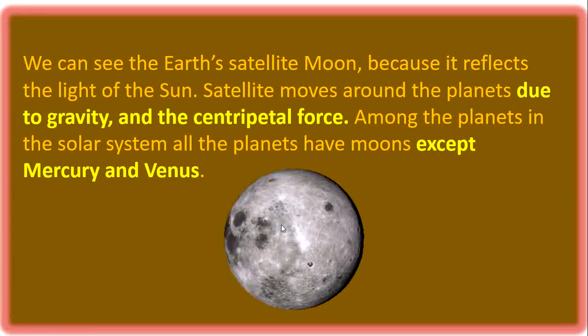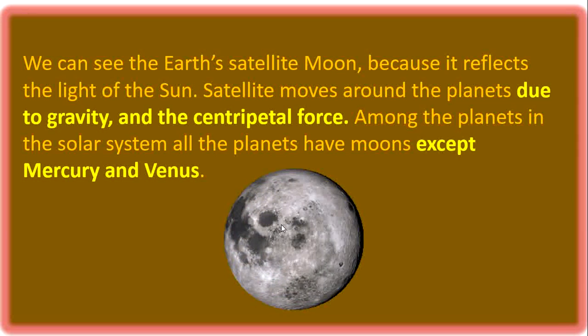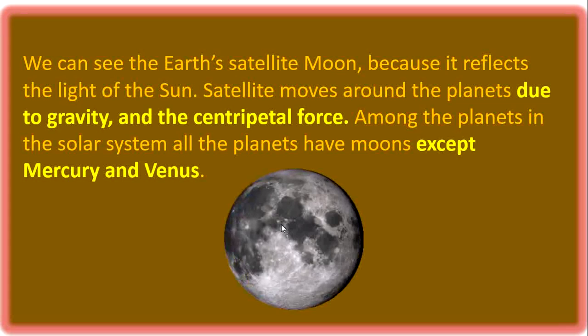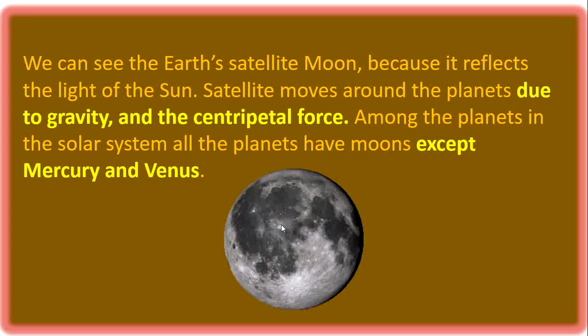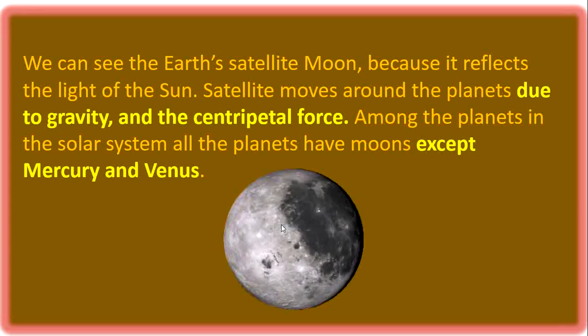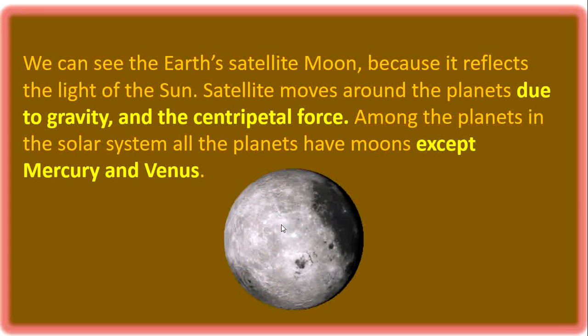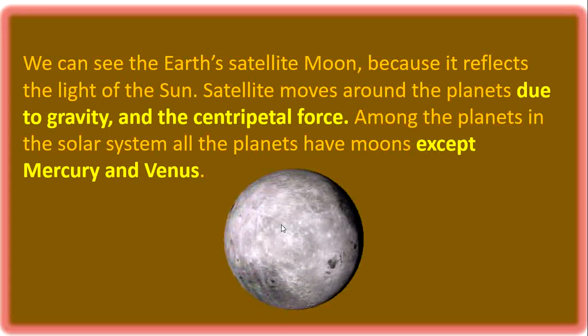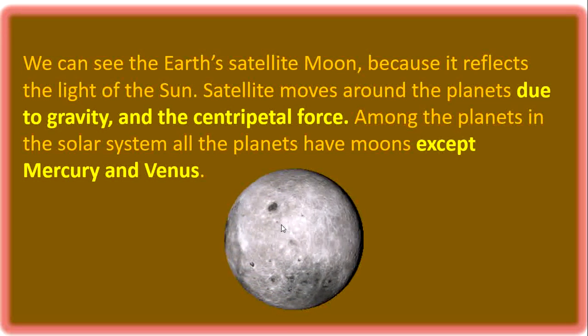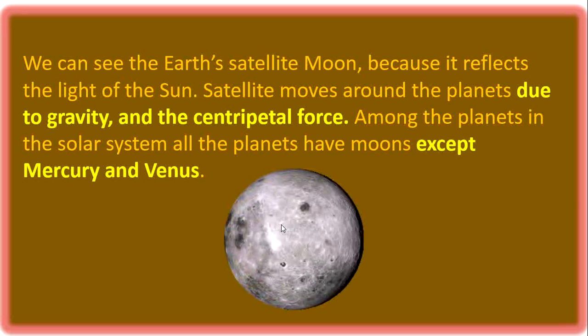The satellite moves around the planet due to gravity and also the centripetal force. Among the planets in the solar system, all the planets have moons except Mercury and Venus. Earth has a moon.